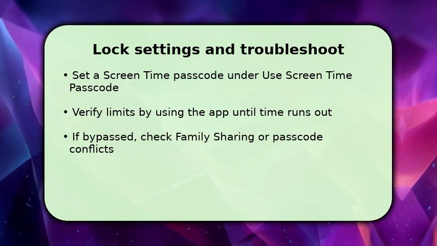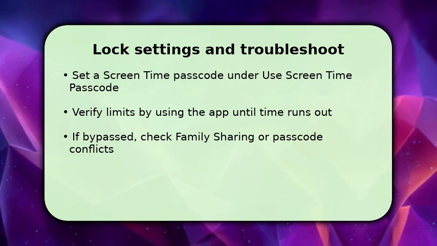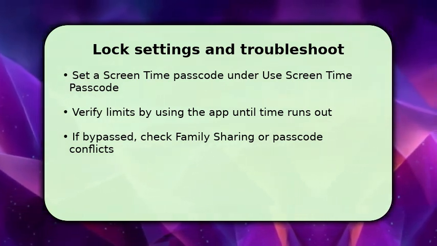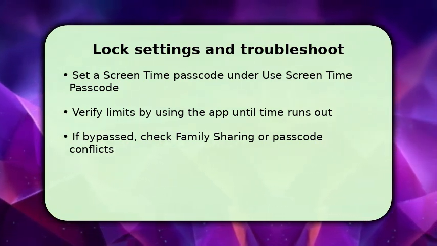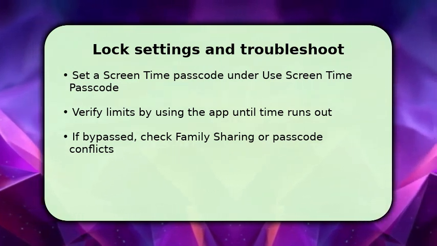Test the limit by opening the app and letting time expire. The app should gray out and require the passcode to continue. If it doesn't lock, make sure family sharing settings aren't granting overrides and that no other admin account can change screen time. If problems persist, restart the phone and recheck the screen time passcode settings.